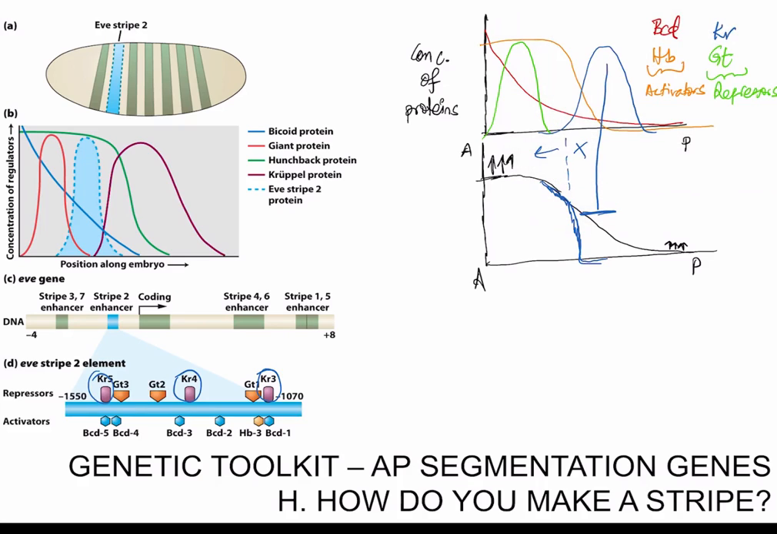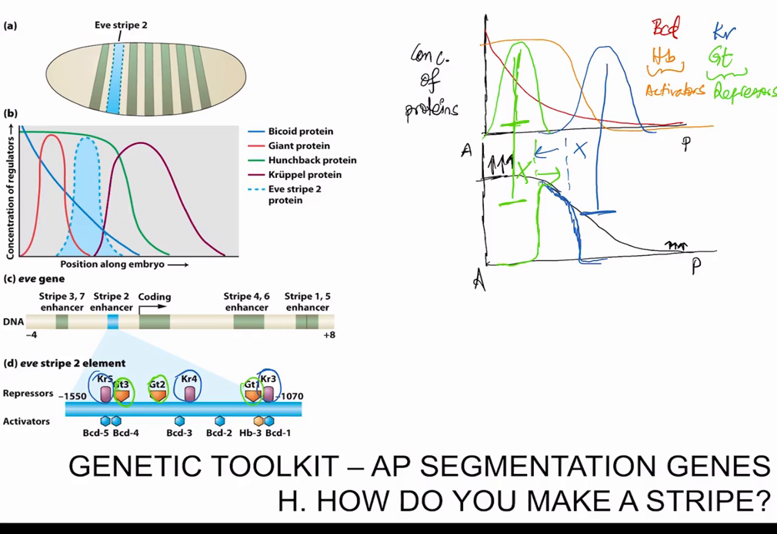However, even skipped is also repressed by giant, and giant is expressed to the anterior of the stripe, and so giant is going to repress it in the anterior, and therefore you will form an anterior border where to the posterior of this line even skipped is expressed, but to the anterior of this line even skipped is not expressed, since giant is expressed in large amounts in the anterior of the embryo and it represses even skipped.